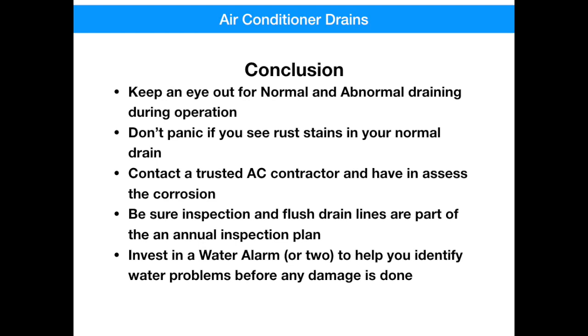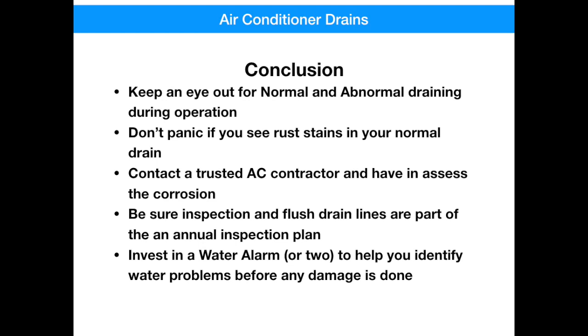In conclusion, go outside and find your outside drain lines. Periodically check on them. It's okay to see clear condensation dripping from the lower drain. That's what it's there for. Just be on the lookout for signs of rust, and you should never see anything coming out of the upper drains. If you do see rust, don't panic.